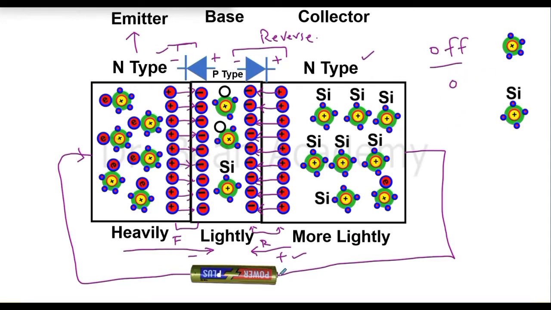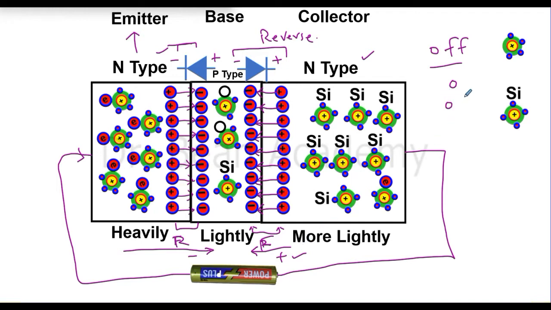Because no matter how I change the terminals of the battery, even if I reverse the sides of the terminal, one junction will always be in reverse bias mode and one junction will be in forward bias mode. Of course, in that case it will change. Now this junction will become reverse biased and this will become forward biased. But the situation is the same, right? Because if there is one junction in reverse bias mode, it will not allow the flow of electrons across it, and no current will flow eventually, and it is still off.